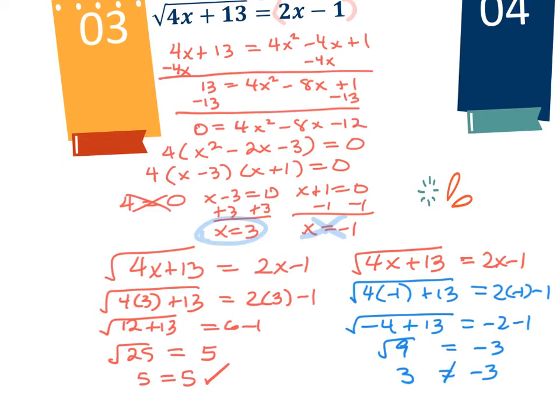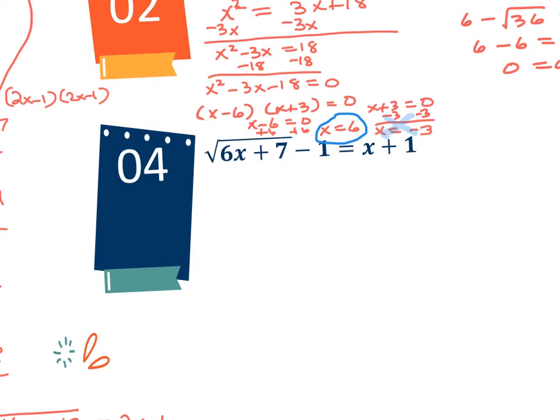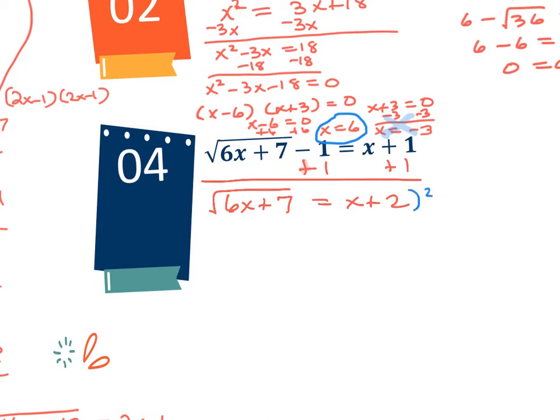Number 4, let's go ahead and work on isolating our radical. So first thing I need to do is move the 1 to the other side by adding it to get it away from the radical. So now I have the square root of 6x plus 7 is equal to x plus 2. Next step is to square both sides.